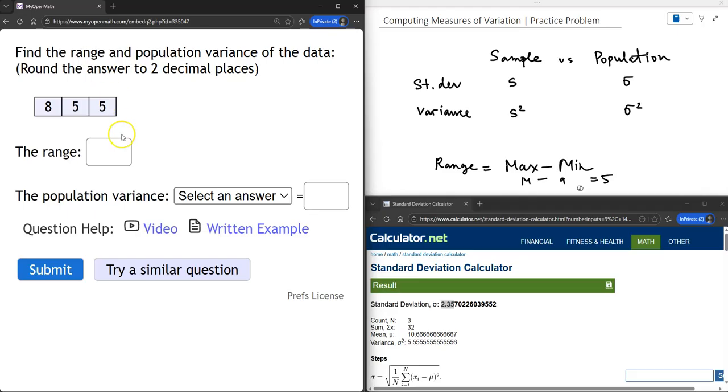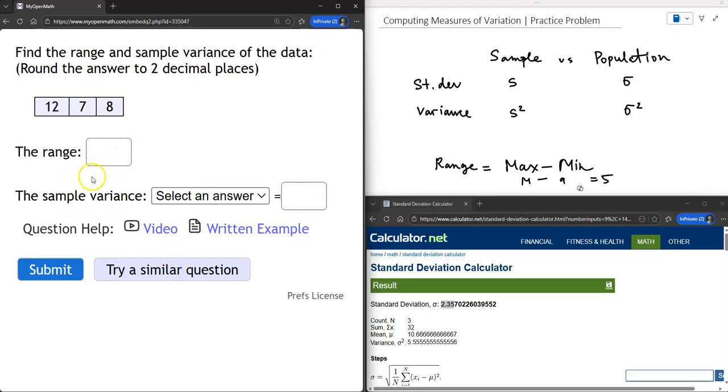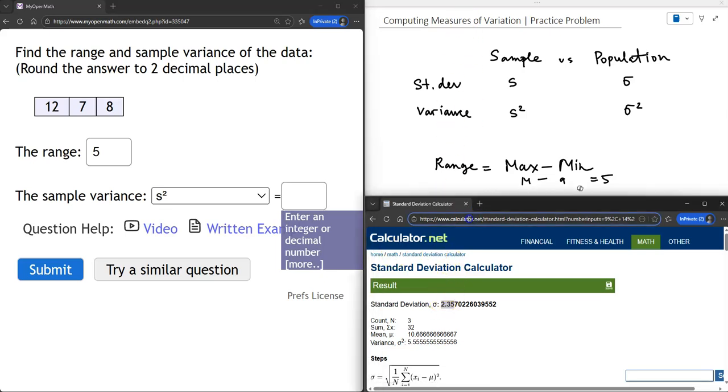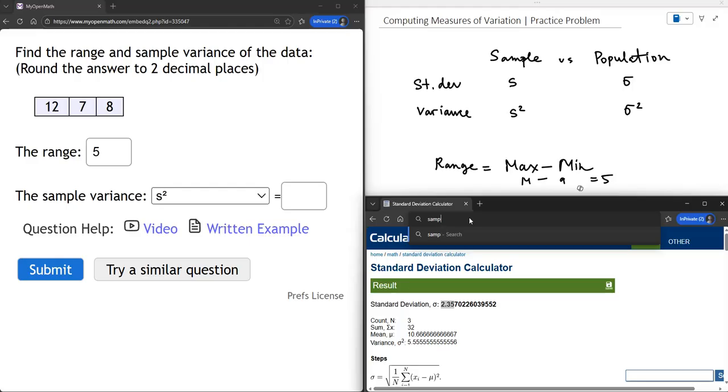Let's try another question real quick. Here we have population variance, sample variance. Let's do this one. The range is 12 minus 7, 5. Sample variance is S squared, and we find sample variance by Googling, not necessarily sample variance, but just variance calculator.